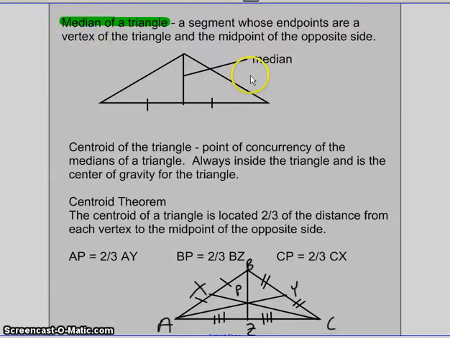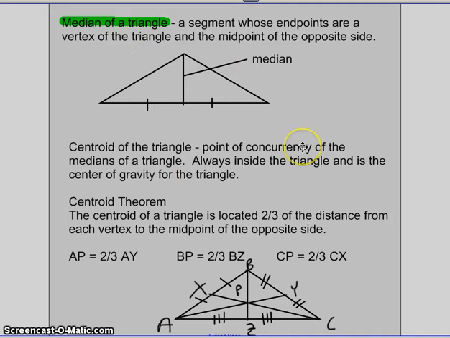We've got the median of a triangle, just a quick definition of it. It's going to be a segment whose endpoints are the vertex of the triangle and the midpoint of the opposite side. So anyways, we're going to start at a vertex. We're going to go to the midpoint of the opposite side, cutting that opposite side into two congruent parts. Now, how many medians would there be in a triangle? Well, there's 3 vertices and 3 opposite sides, so there must be 3 different medians of a triangle.